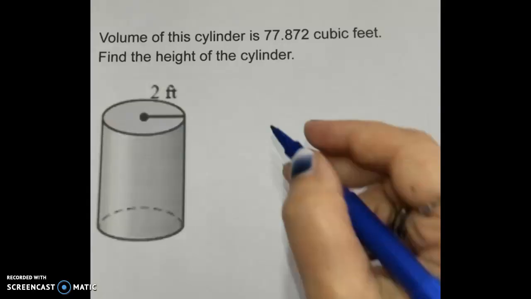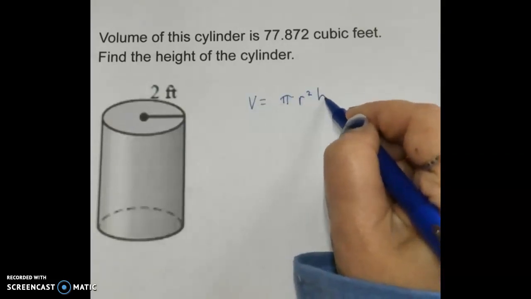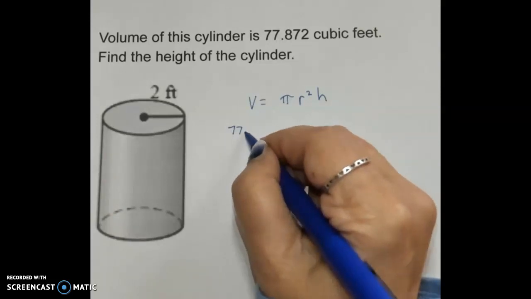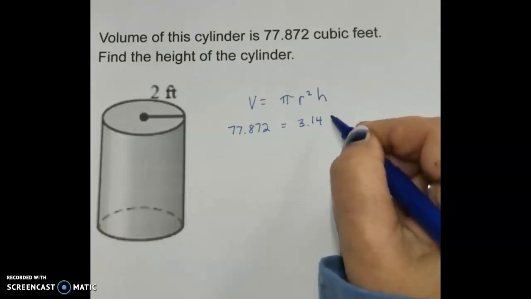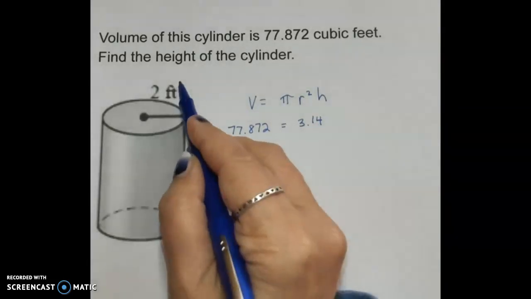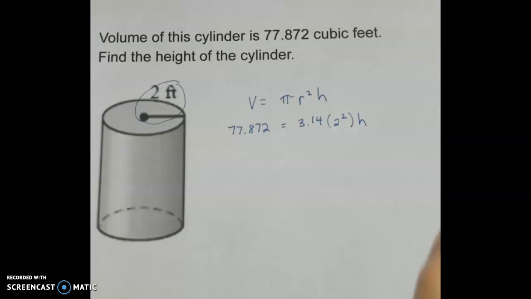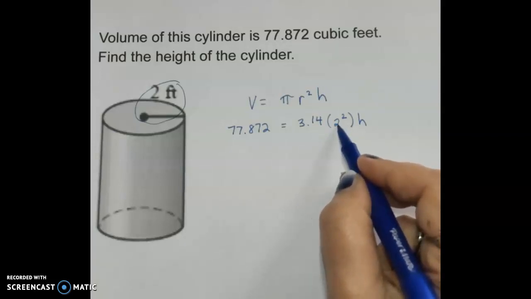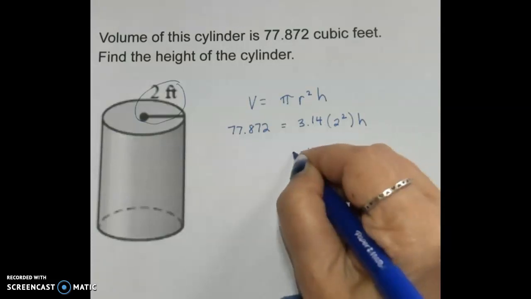All right, we are going to start by writing our volume formula for cylinder, which is pi times radius squared times height. And then, of course, we're going to substitute in the values we know. Our volume is 77.872. Pi is approximately 3.14. This time the dimension we're given is the radius, so 2 to the second power. And height will stay height since that's the value we are trying to find. Okay, on this side I am going to square 2, which is 4, and 4 times 3.14 is going to give me 12.56 times the height.